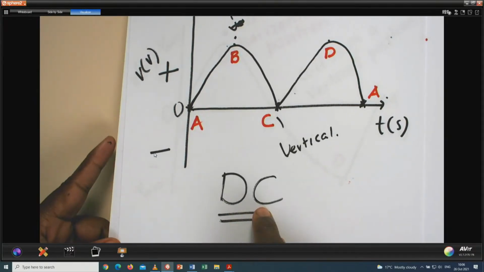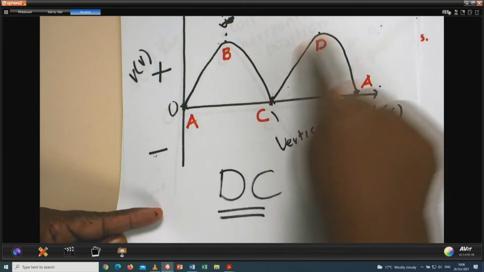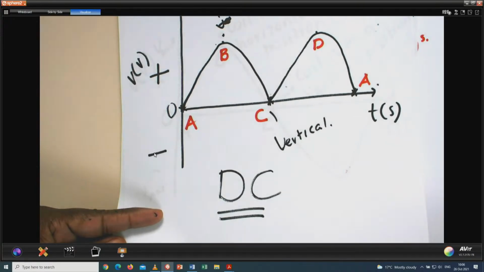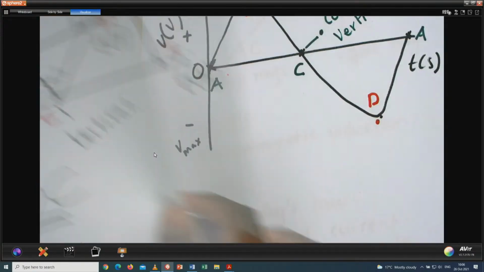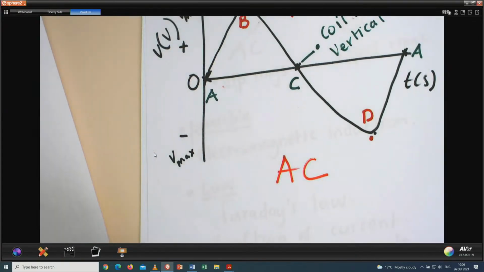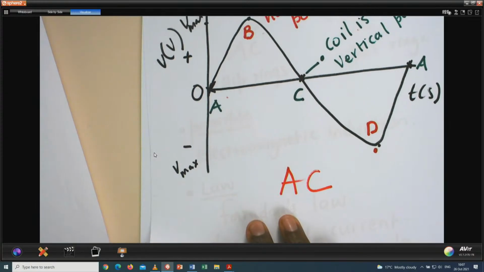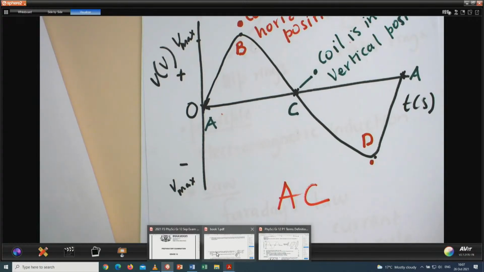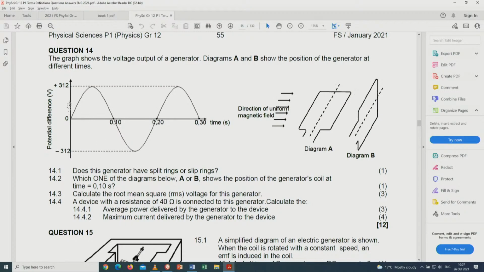If it's DC, you are expecting your graph to turn on the upper part only. And if it is AC, then you are expecting a sine graph. Yeah? So this is your interpretation that you are having with you always. Now, when you are looking here at this question, we can see that, okay, this is a sine graph.